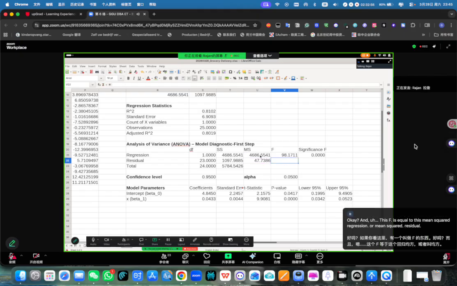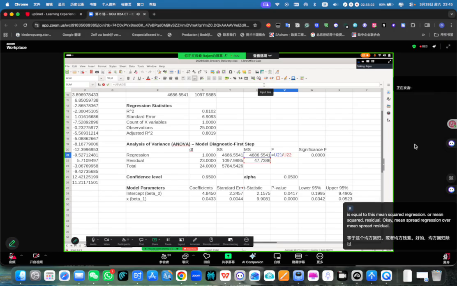Okay, mean squared regression over mean squared residual. It calculates this quantity. This quantity is called F. Okay. Now, what is this F? Remember, we studied normal distribution.